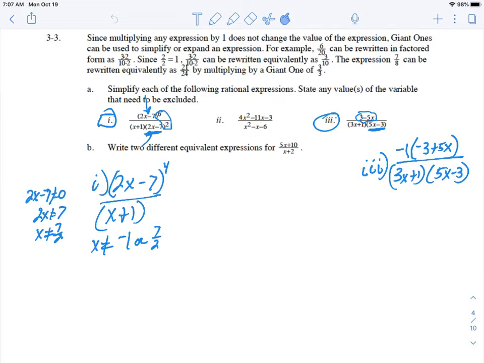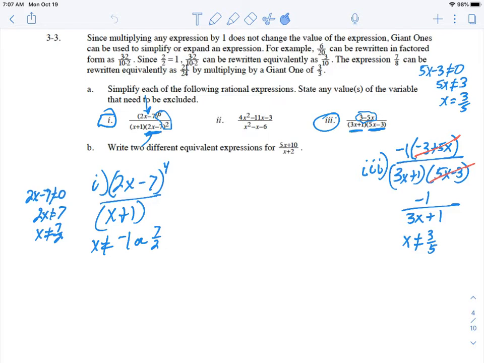So I can reduce those 2 factors, and that gives me a -1 in the numerator over 3x plus 1 in the denominator. But now x cannot equal, let's take both of those. See, 5x minus 3 cannot be 0. Add 3 to both sides. Divide by 5. So x cannot be 3/5.